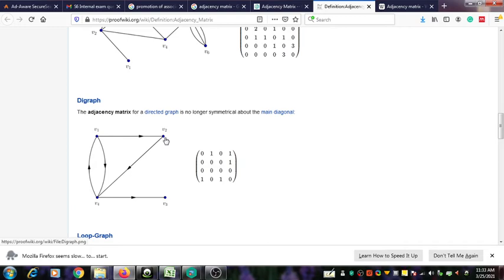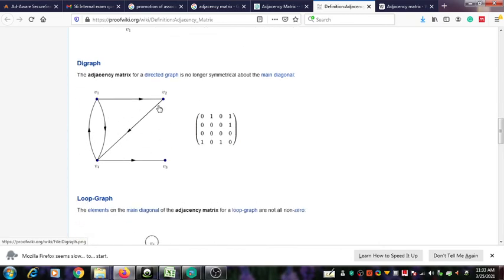And these directions can be such that between two vertices some edges can be present in both directions. As you can see here, V1 and V4, between these two vertices you have directed edges connecting in both directions. Now following the same procedure, you can complete the matrix.